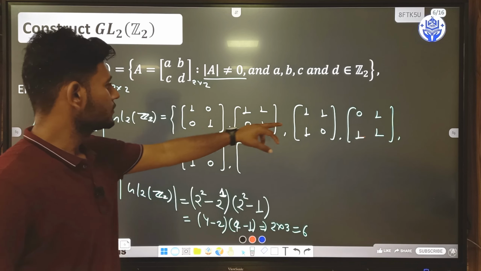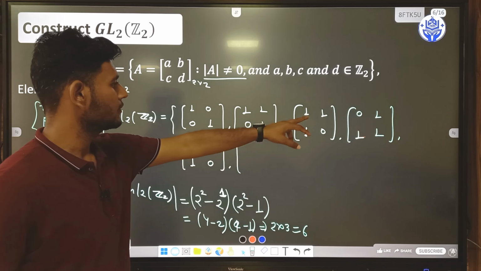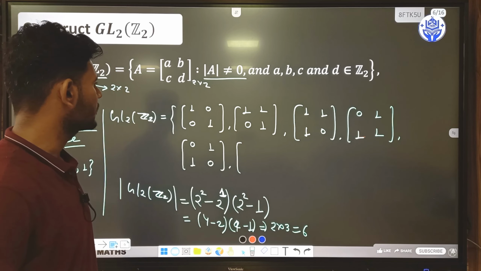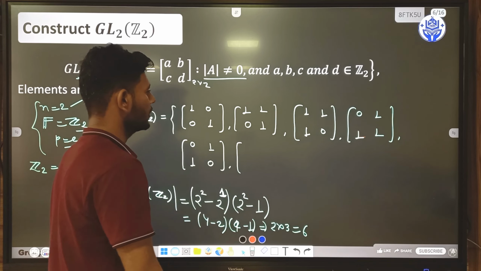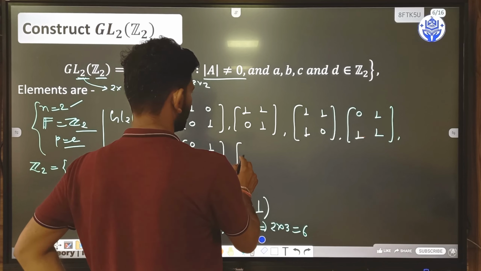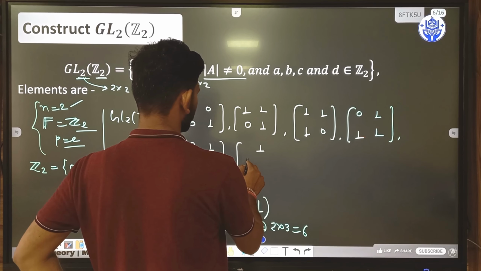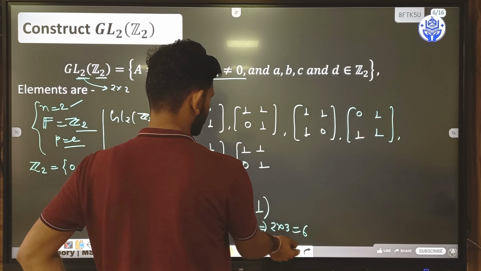Yes, it is non-zero. We'll take this order. We have taken this order. So if it is 2, it is 3, then 6 elements will be there. Okay. So can we take any of the entry like this? 1 0 1, 1. This is again here.